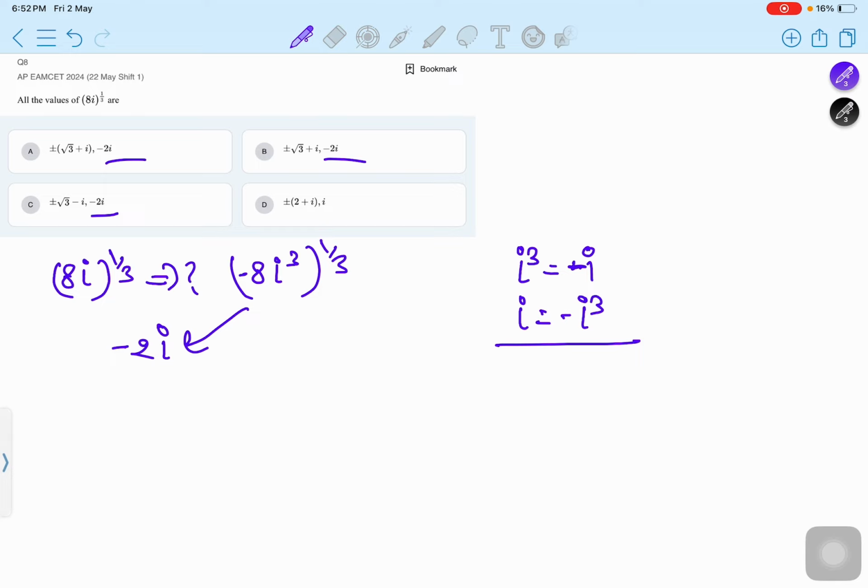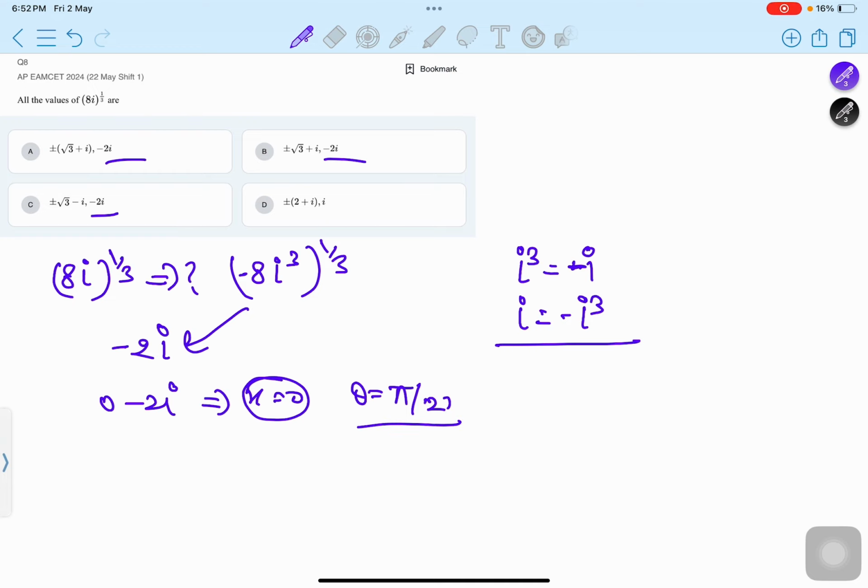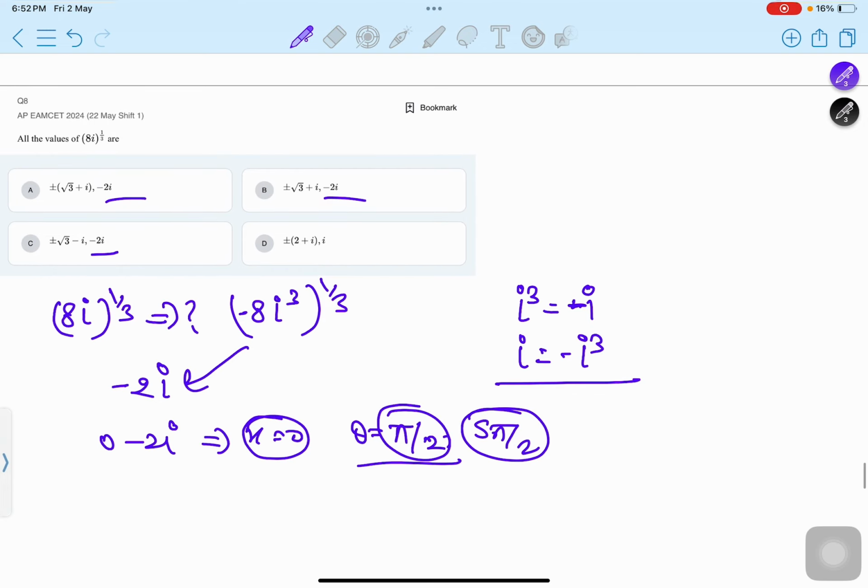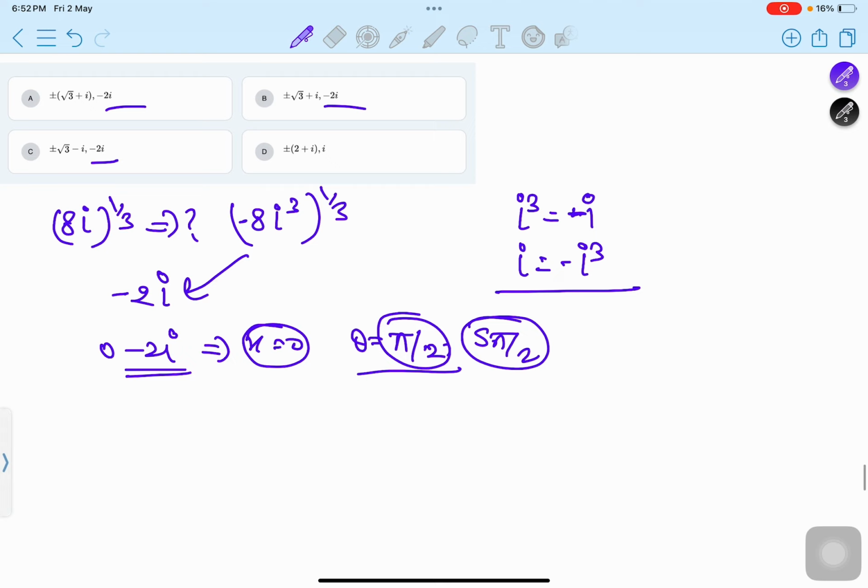also part of that is iota, and iota is pi by 2, and given that only 2 iota, so that's why the x coordinate is 0. You can find the argument of minus 2 iota, and given that the x coordinate is 0, x coordinate 0 means theta is equal to pi by 2, and maybe also possible 5 pi by 2, because the second quadrant is possible, because the y part is negative. So according to this, pi by 2 and 5 pi by 2, and put the value in 8 iota power 1 by 3.